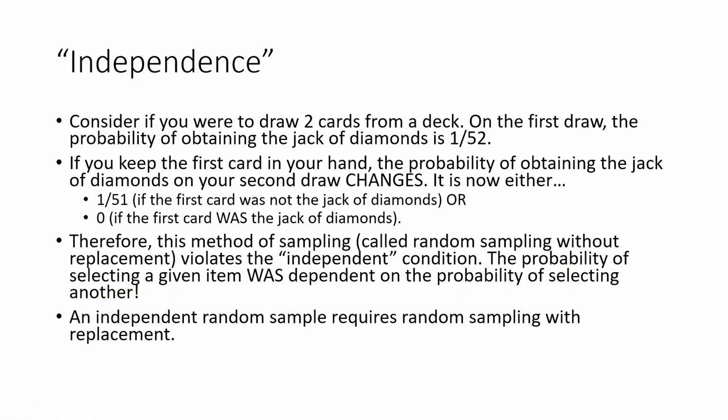So, an independent random sample requires random sampling with replacement. Whenever you draw a person or a case from the population, you have to put it back in the population and run the risk that you could draw that person or that case in your sample a second time in order to meet the case of independent random sampling.